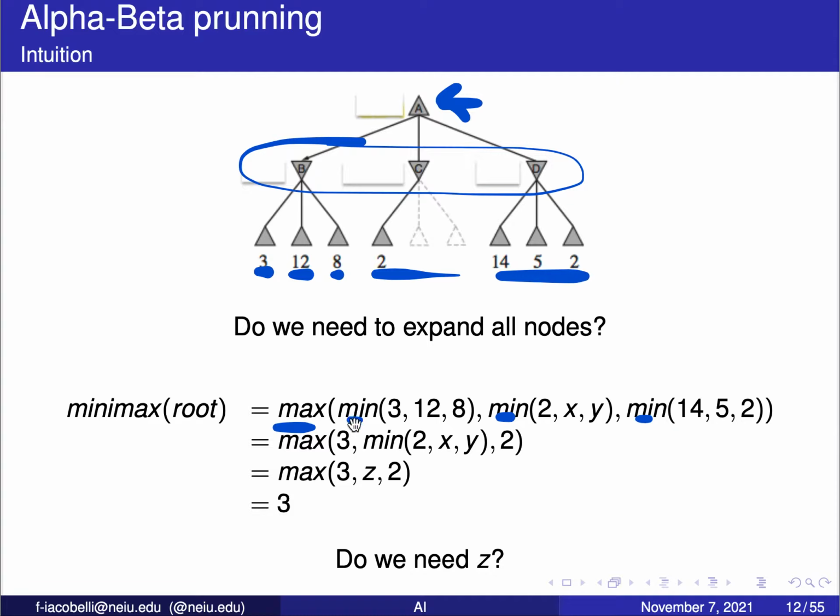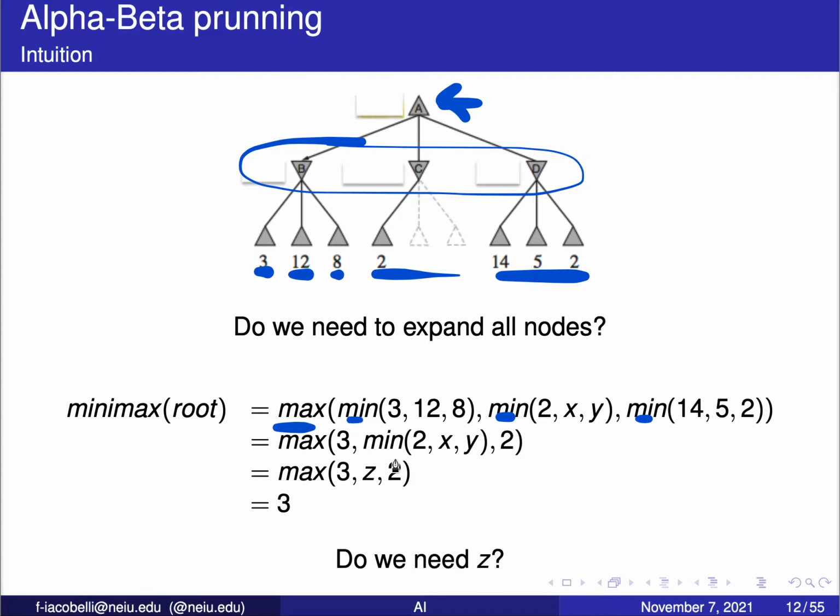So let's look at the first branch. The minimum of the first branch, that is 3, 12, and 8, is 3. Let's look at the last branch. The minimum of 14, 5, and 2 is 2. Now let's look at the middle branch. The middle branch is going to look at the minimum of 2 and then some other 2 values.